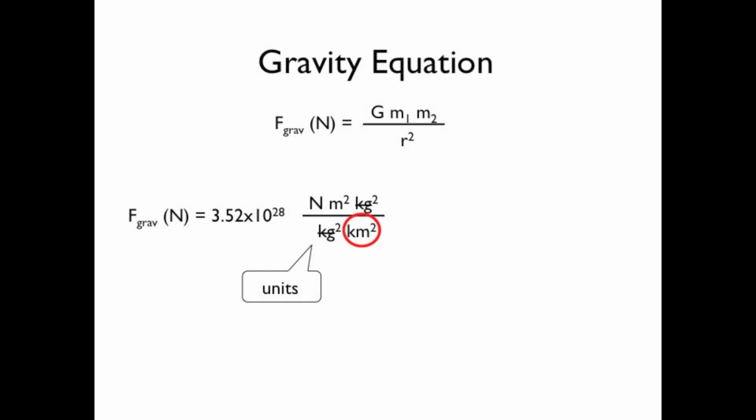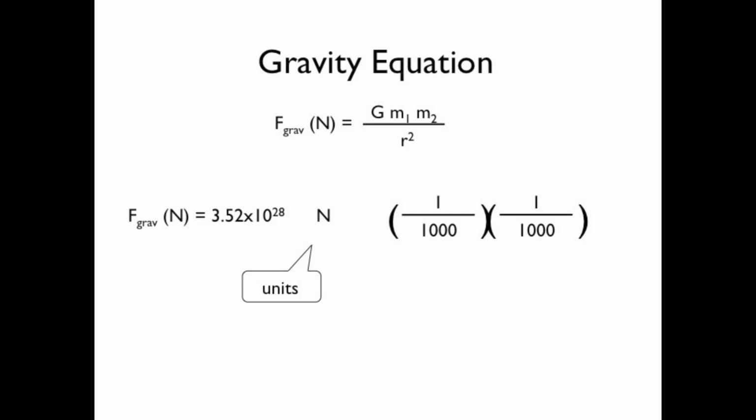This means we need to use unit conversions. There are 1,000 meters in a kilometer, so you need to multiply your numerical answer by 1 kilometer per 1,000 meters twice because these distance units are squared. Then all the units will cancel except for the N, newtons, which is what you wanted.